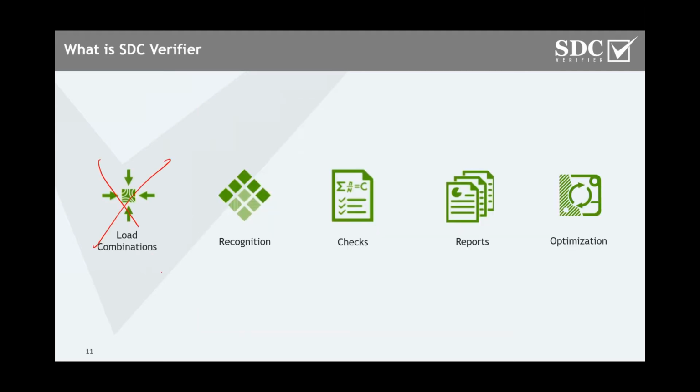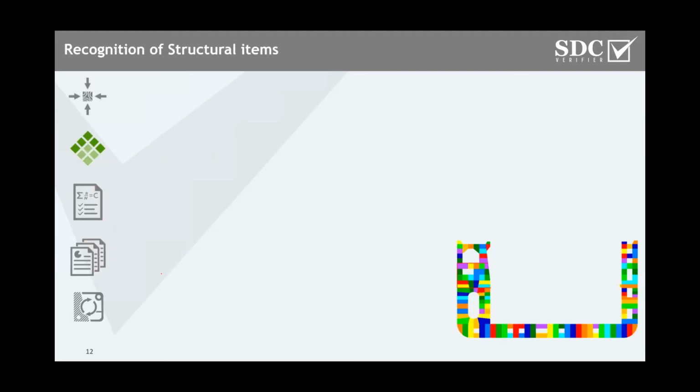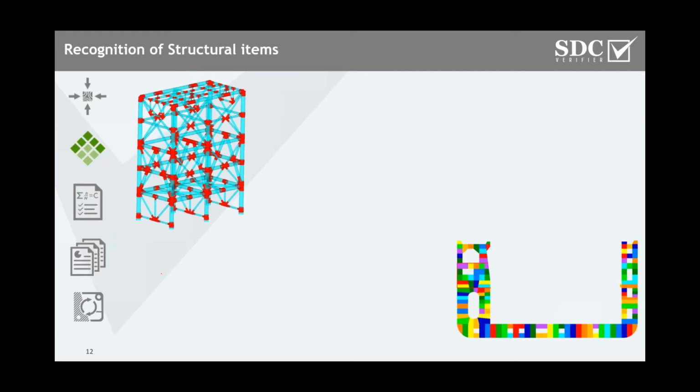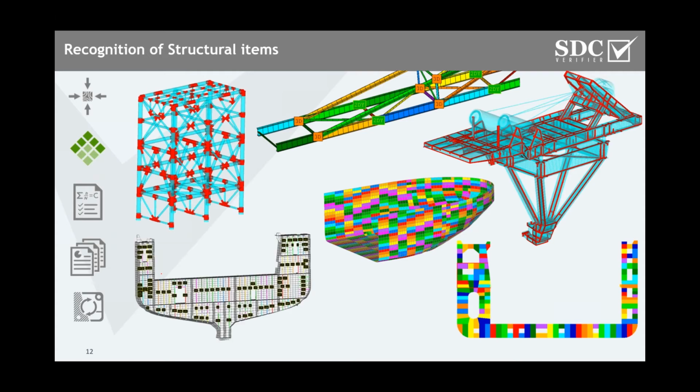So we just covered the loading combinations. Next part is recognition of structural items. As I just said, your FEA model is a big bunch of finite elements, and what you would need to do is to determine the structural members out of these finite elements. SDC Verifier is capable of recognizing multiple different structural members like joints, beam members, welds, plate fields, stiffeners, and so on. All these members are used for certain groups of checks.